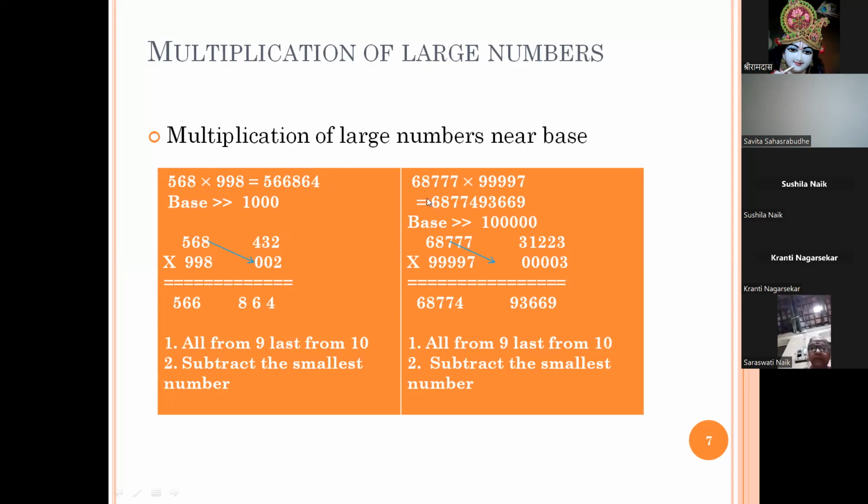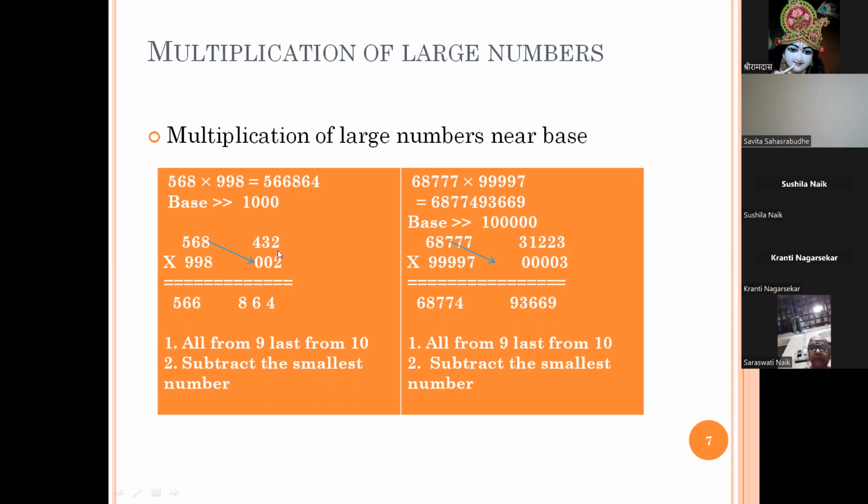Sir, please explain it again. Okay. 568 into 998. It is a 3-digit number, so what is the base? 1000. Now we need to find the difference between 568 and the base. What is the easier technique? To use all from 9, last from 10, that is Nikhilam Navatashcaramam Dashatah, which we learned in a previous class.